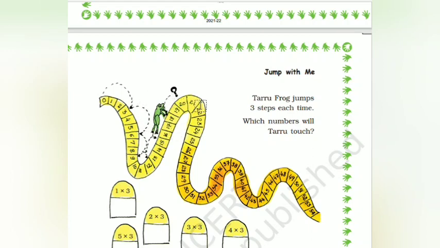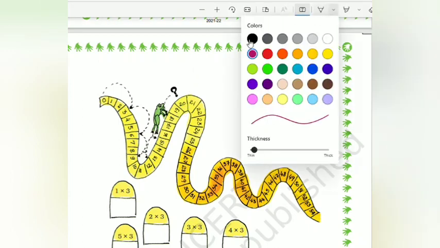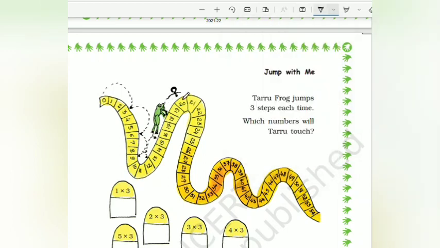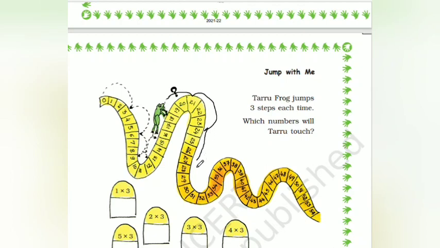That is 3 times it is present. 3 times means after jumping to 21. From 18, where is it going? See here, we can draw the dotted lines up. It is going to 21. After 21, it is going to 24, then 27, 30, after that 33, then 36, 39, after that it is 42, then 45, then 48, 51, 54.